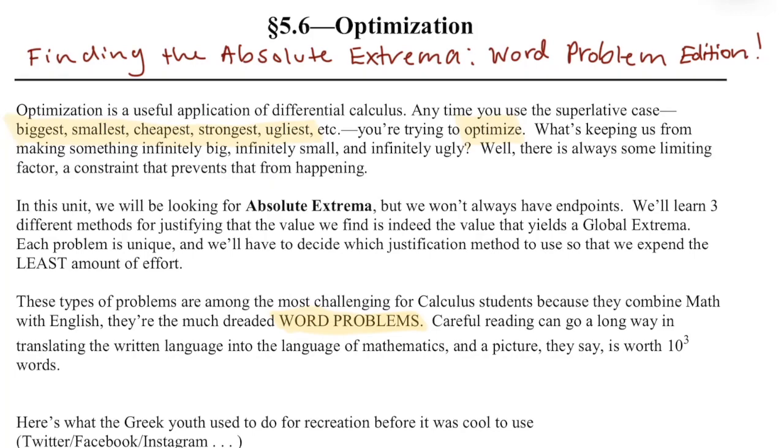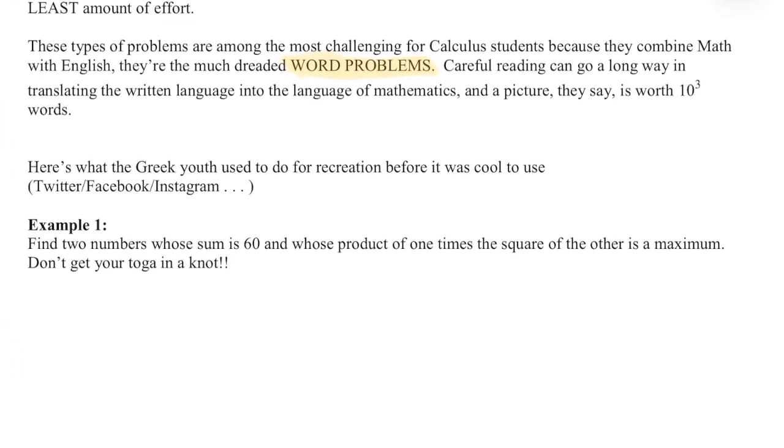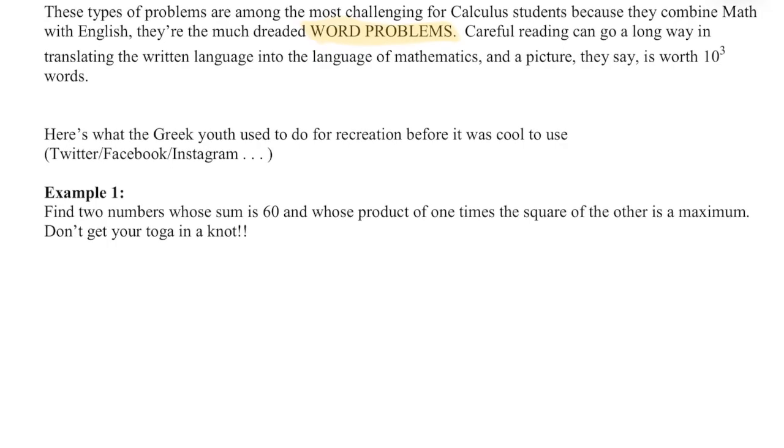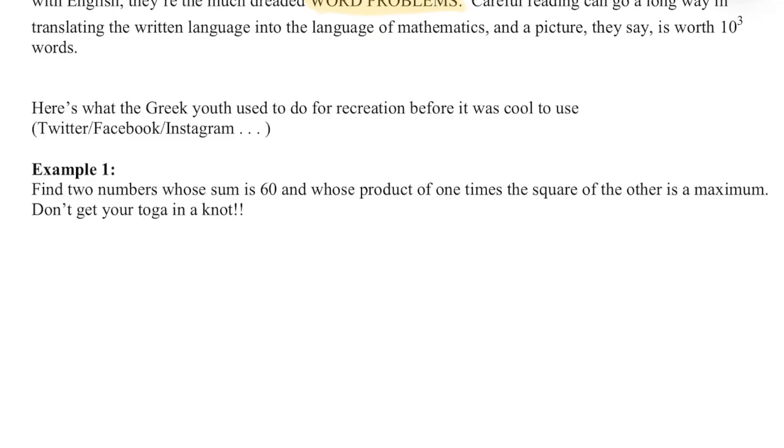Cool. So we're going to start off with not really the most real world. This is definitely more of a math situation. But with example 1, we're looking for two numbers whose sum is 60, and whose product of one times the square of the other is a maximum. So just like we did with related rates, let's start by labeling our variables and then writing what we know and what we want. So if I have two numbers whose sum is 60, this is what I know.